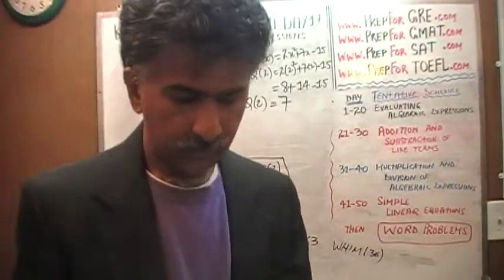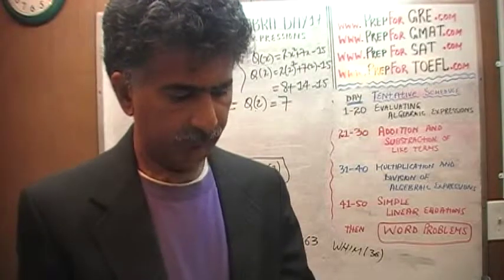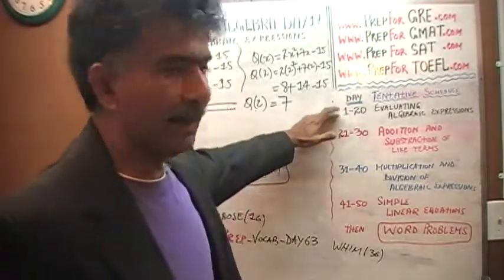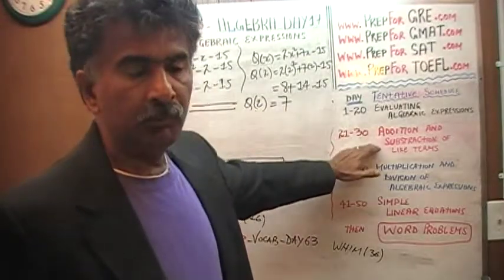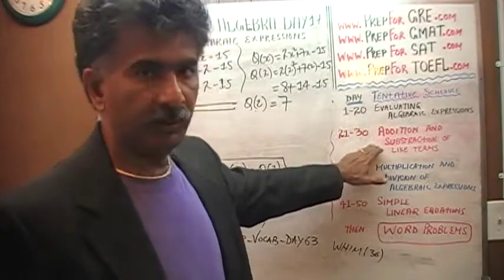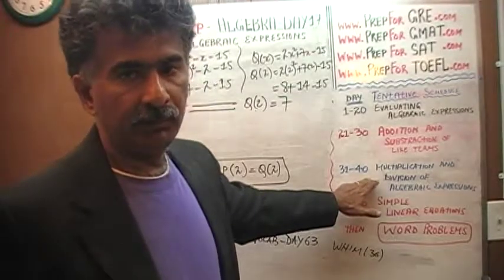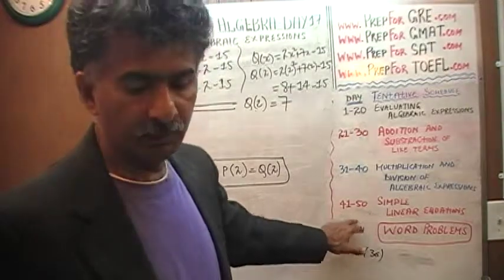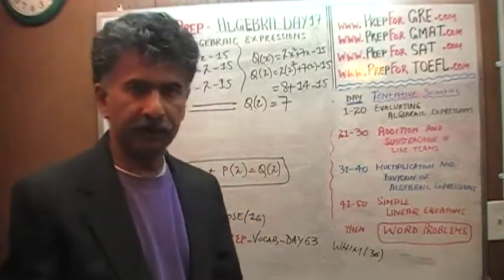I will see you tomorrow on day number 18. 18, 19 and 20. We have 3 more days to go before we are done with the first topic, which was evaluating algebraic expressions. And once we have done that, we move on to the new topic, which is the addition and subtraction of algebraic expressions. And once we have learned that, then we'll move on to learning how to multiply and divide algebraic expressions. And once we have done that, starting from day number 41, we'll start actually solving algebraic equations, the things that most people think of when they think of algebra.